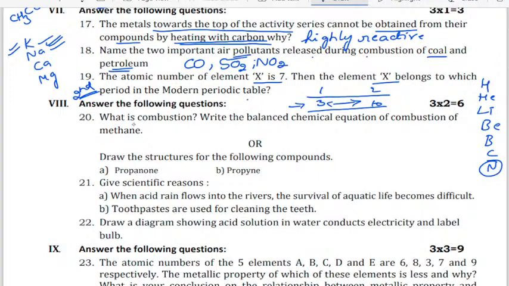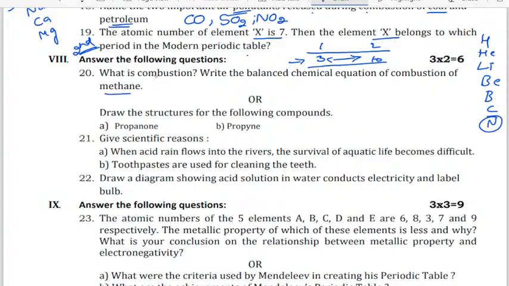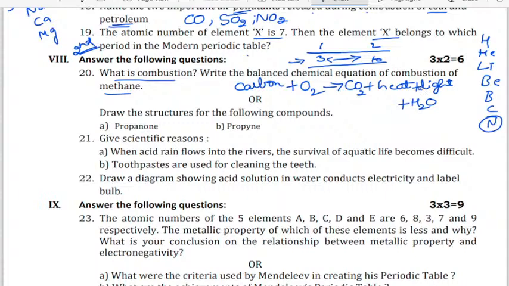The next question is, what is combustion? Write the balanced chemical equation of combustion of methane. Many a time I told you this question may be asked. What is combustion? When carbon burns in the presence of oxygen, so I add oxygen to carbon. When carbon combines with oxygen, what happens? It releases carbon dioxide, heat, light, and along with it water vapor. This is what we call a combustion reaction.